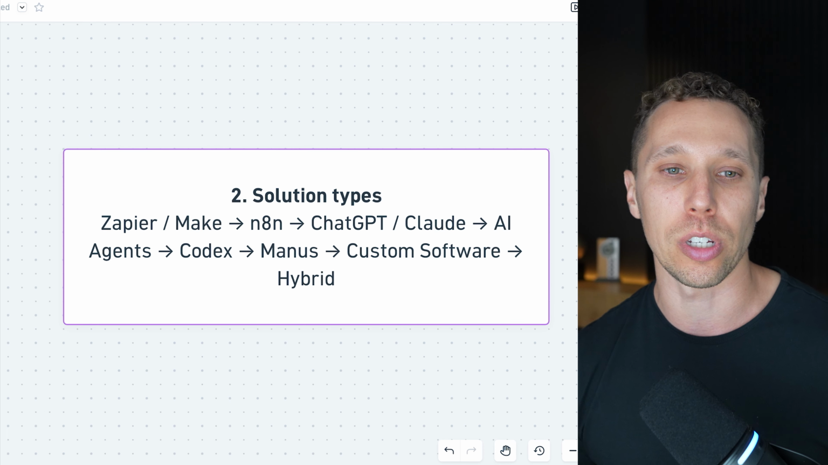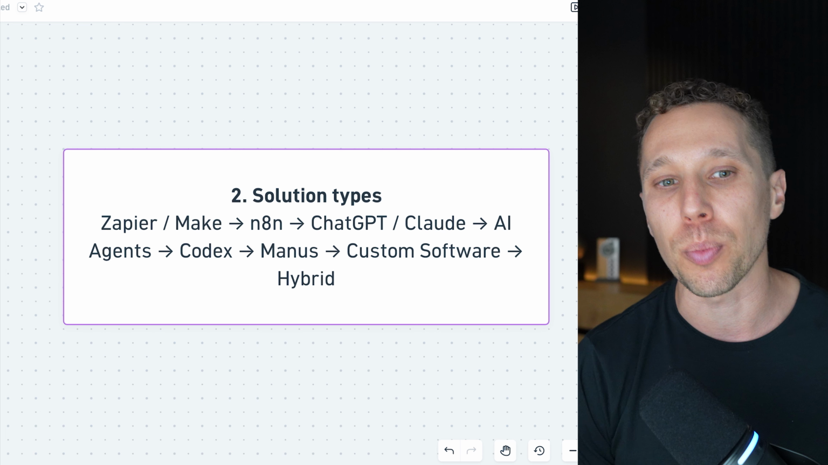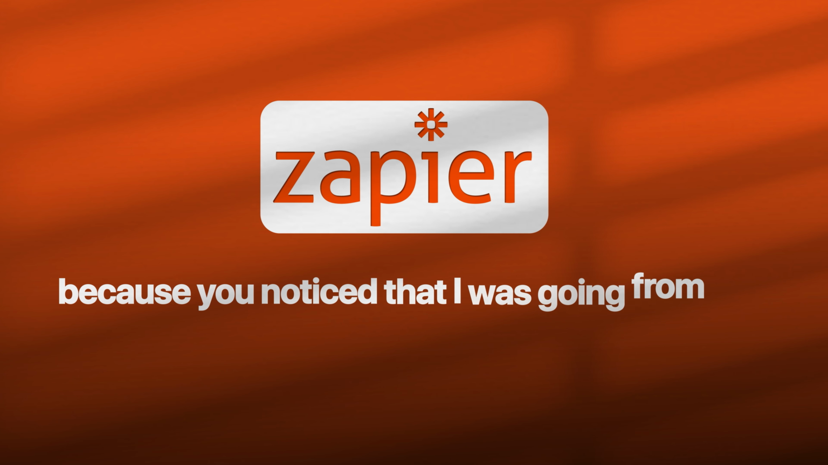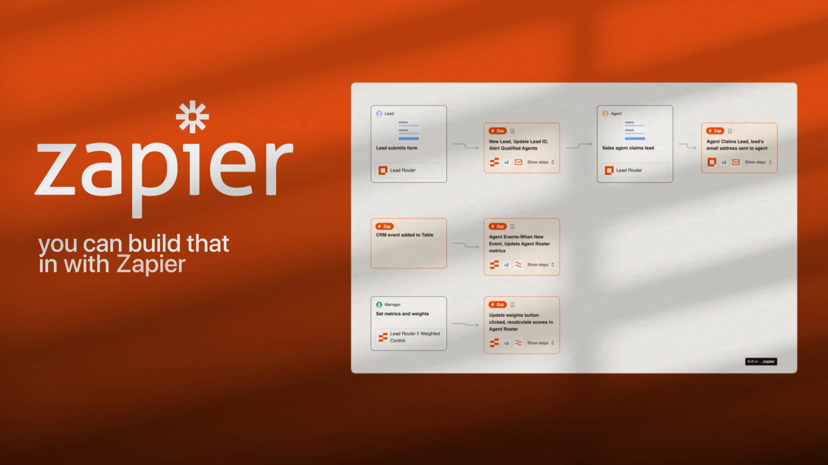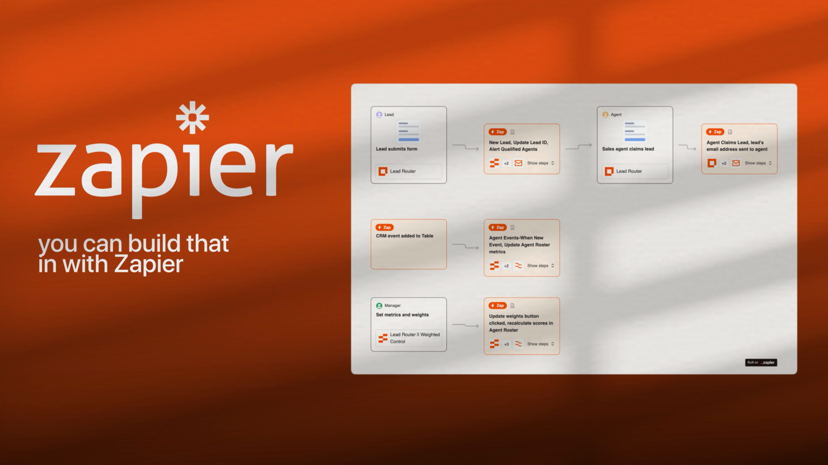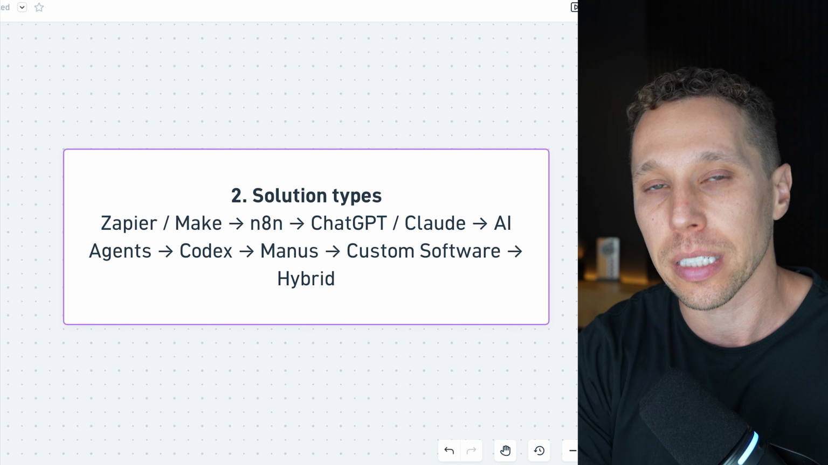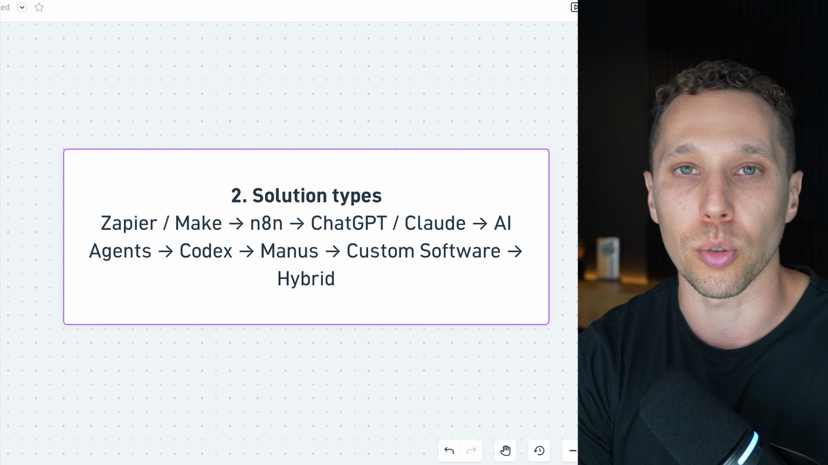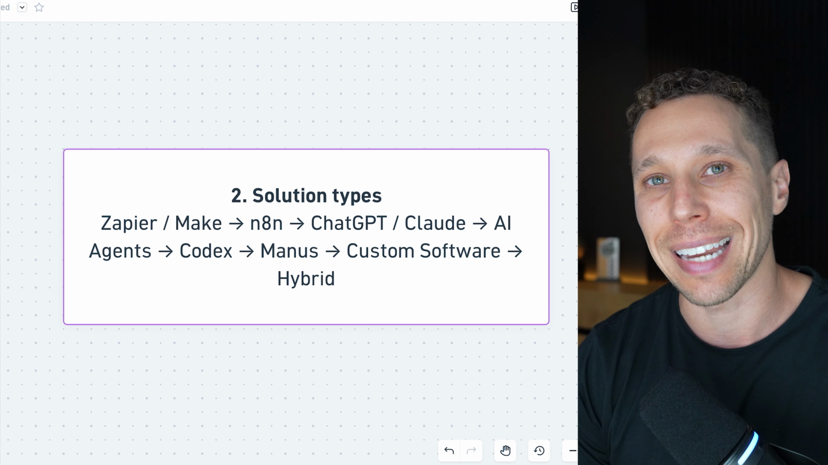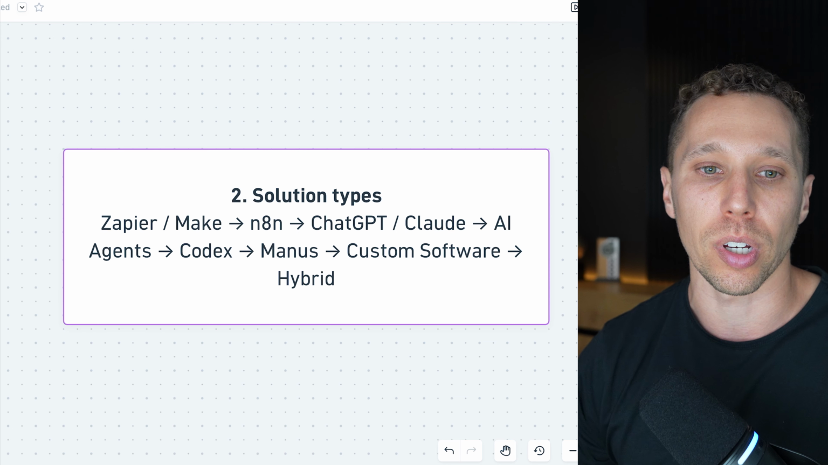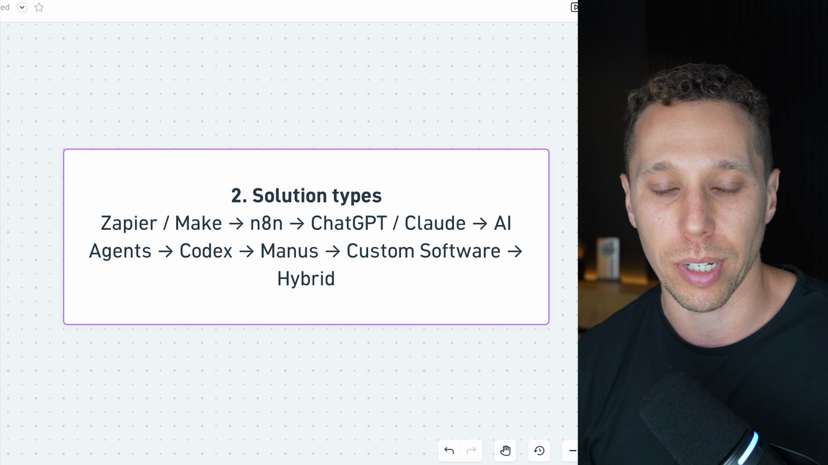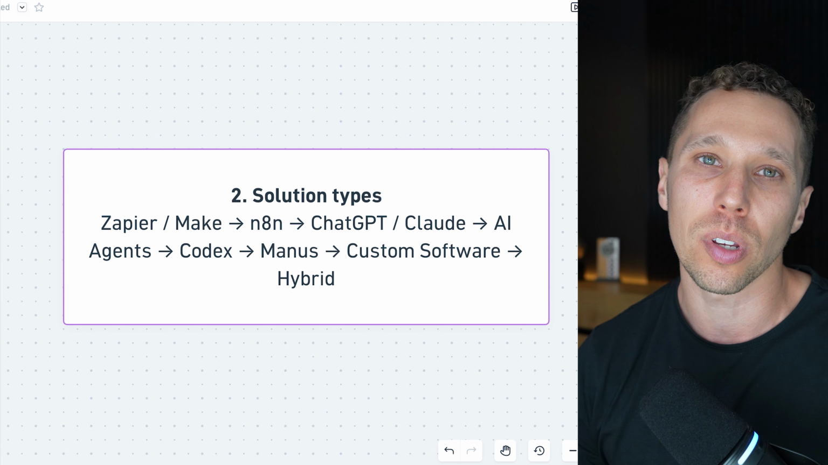Now, I mentioned choosing your tool. We previously had something like this in Zapier, because you noticed that I was going from one step to the next. And so you can build that with Zapier and Make. And if you're doing simple automations, it is actually easier to do it in those tools, because for every connection I make here, I have to build a custom API and a custom connection. It's a lot easier than it sounds, but if you're just getting started, it's not where I'd recommend starting.